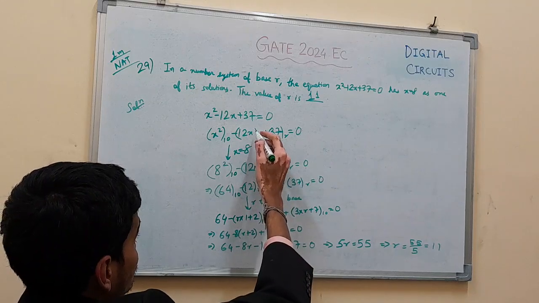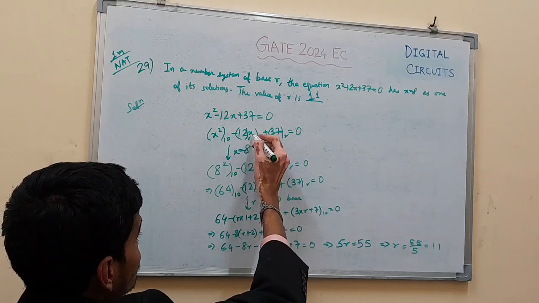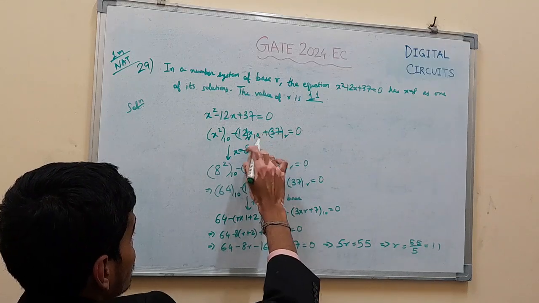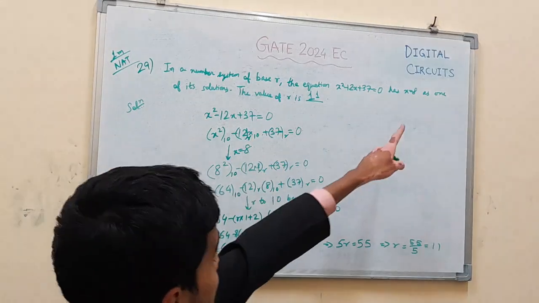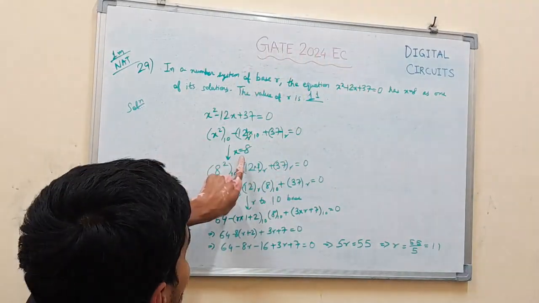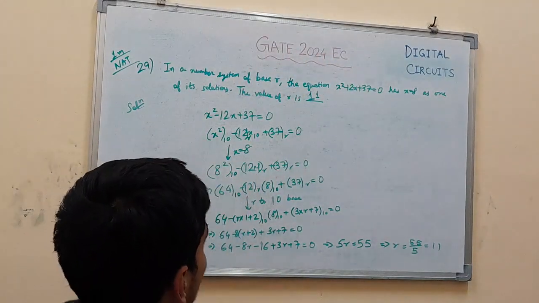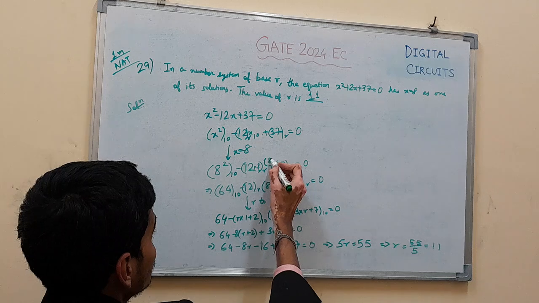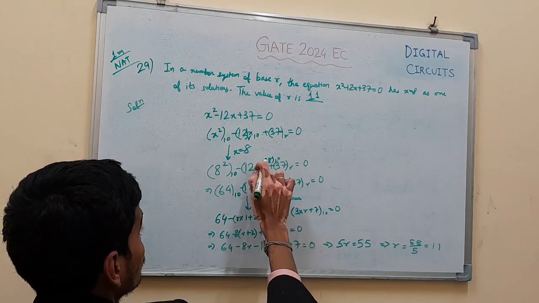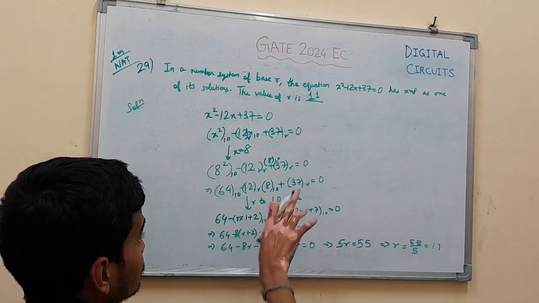X terms will be in base 10. 12 is in base r, but the x term is in base 10 only. And then we put x equal to 8, because as nothing is mentioned, we have to take x equal to 8 in decimal values only. So we put x equal to 8, so 8 comes out. 8 will be separate, basically base 10, and the constant terms given will be base r.